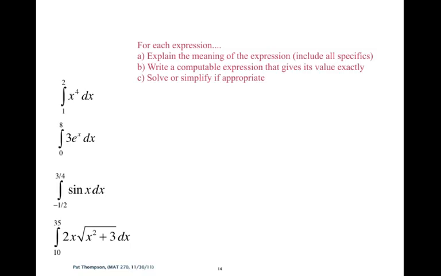So here's a little exercise for you. For each expression, we'll explain the meaning of the expression, include all specifics. So start with that first one there. Just literally, it's the integral from 1 to 2 of x to the 4th dx. But that is packed with meaning, and that's what we're talking about now. So what does that represent? What is the meaning of that? You're going to verbalize that, write it out in a sentence. And then we're going to write a computable expression that gives its value exactly.